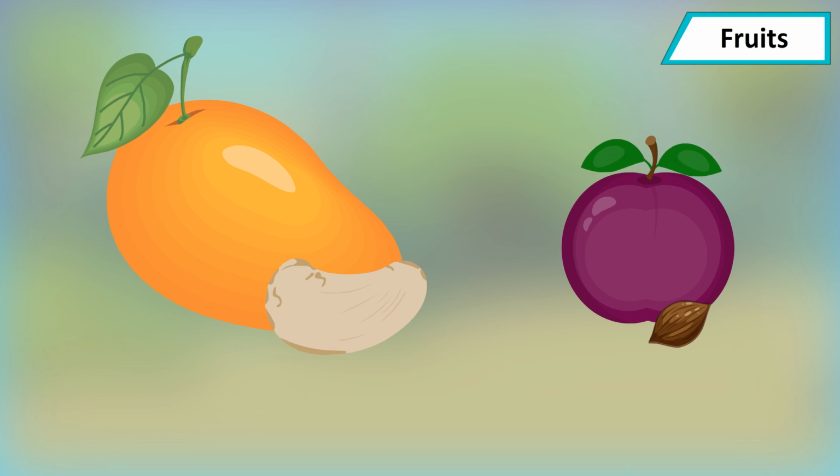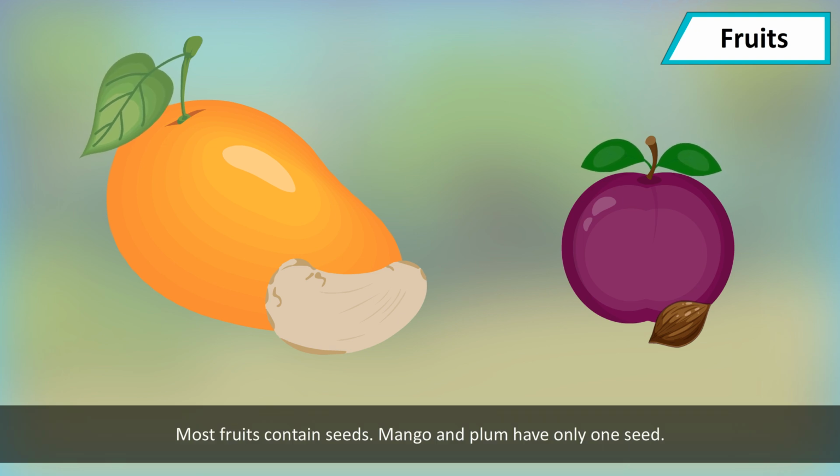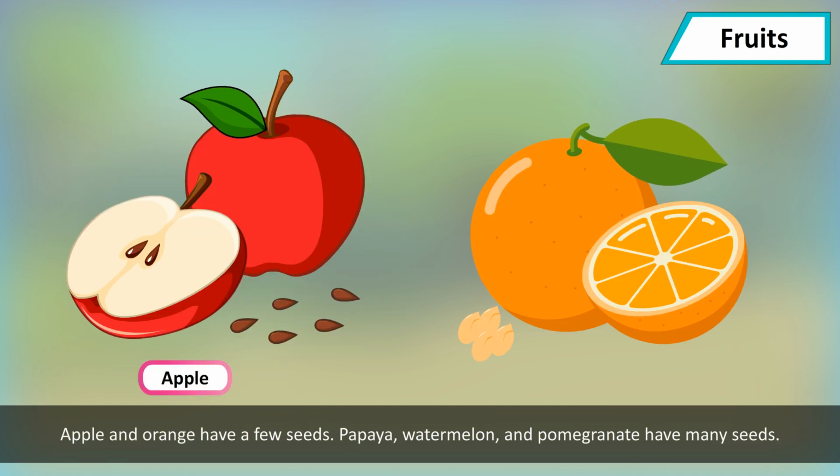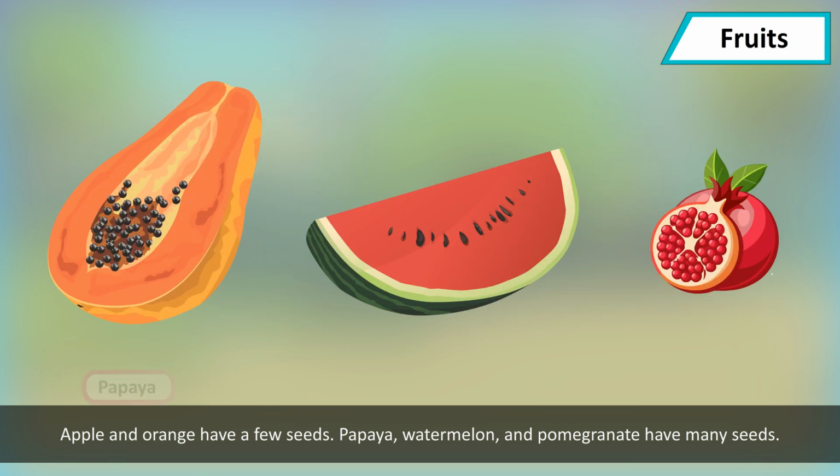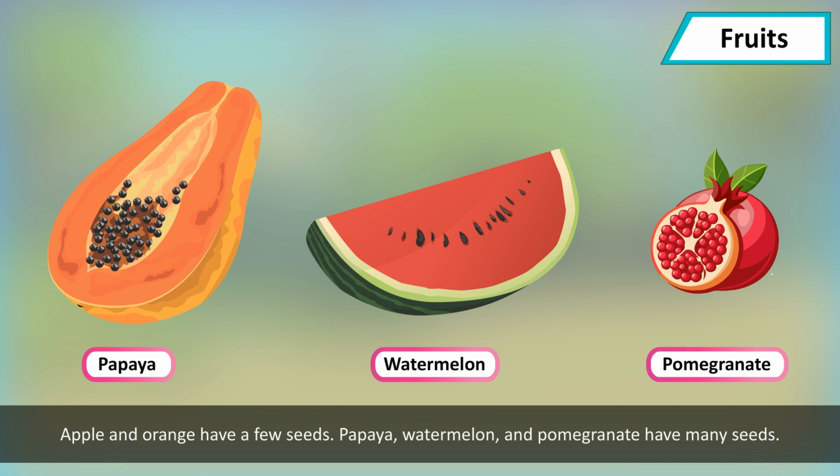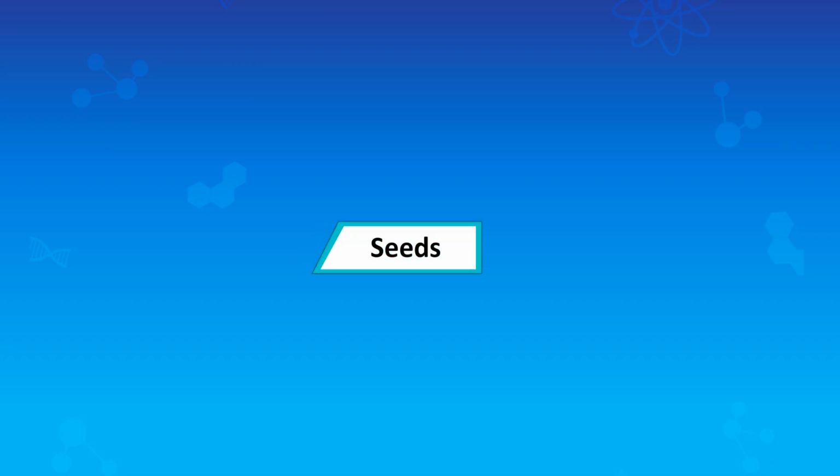Fruits. Most fruits contain seeds. Mango and plum have only one seed. Apple and orange have a few seeds. Papaya, watermelon, and pomegranate have many seeds.